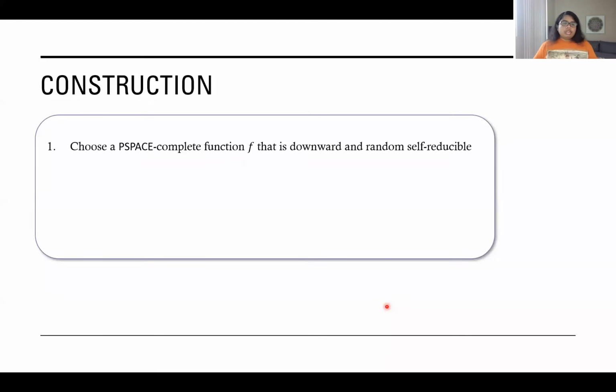So the first thing that you do is you choose a PSPACE-complete function f, and you want it to be downward and random self-reducible. What this essentially means is that it's a way for us to get rid of this non-uniformity condition. That'll keep showing up, because if you want it to be secure against a complexity class, you don't want it to be secure only against circuits that run in certain time, which could be non-uniform. So you have to get rid of any non-uniformity that you find along the way.